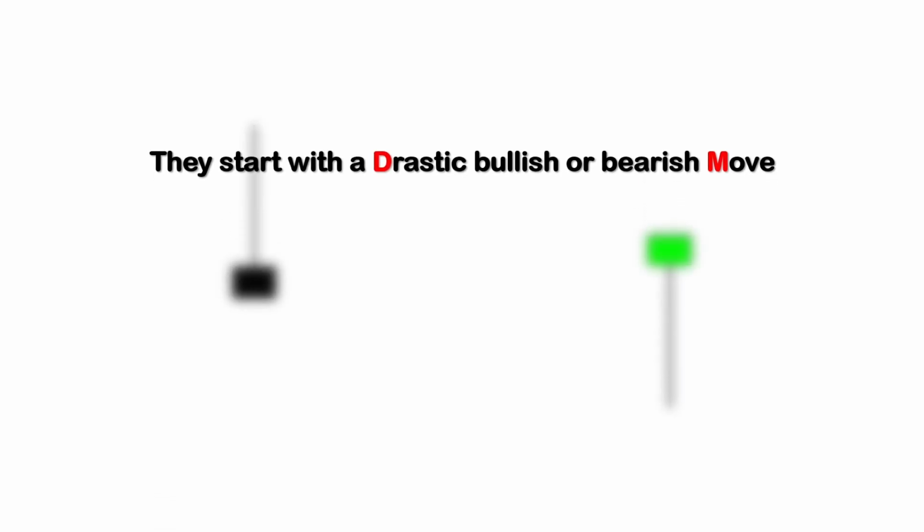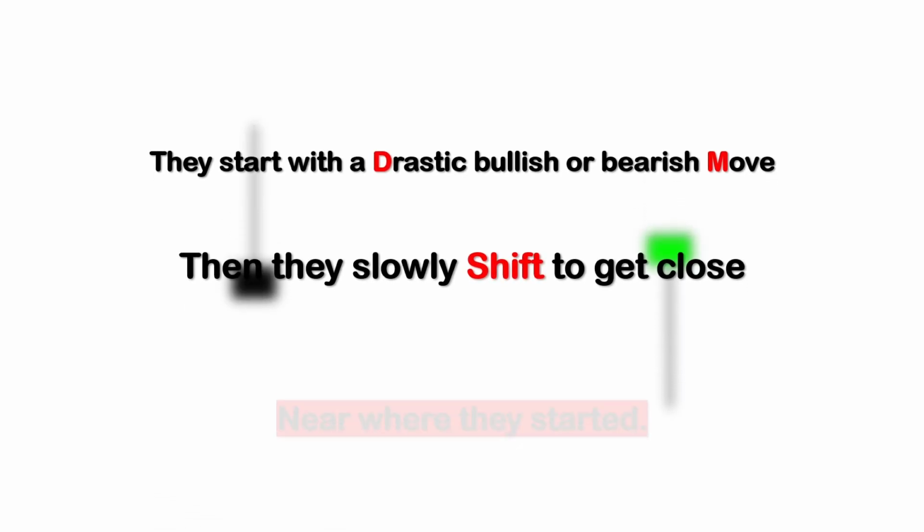Some candles move steadily in one direction from open to close, either bullish or bearish, with little hesitation. But others follow a different pattern. They start moving in one direction, bullish or bearish. At the last moment, there's a drastic shift, and they close near where they started, or in the opposite direction with a large wick compared to the body. Or they start with a drastic bullish or bearish move, then slowly shift to get a close near where they started.